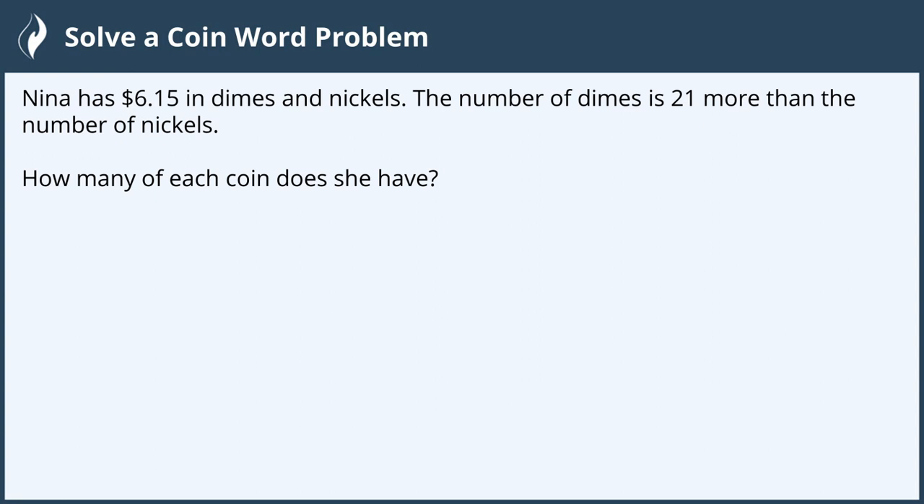We have two unknowns here. We have the number of dimes and the number of nickels. I'm going to choose the variable d to represent the number of dimes and n to represent the number of nickels. The value of a dime is 10 cents and the value of a nickel is 5 cents. If we take the value and multiply it by the number, we will get the amount of money for each of those coins.